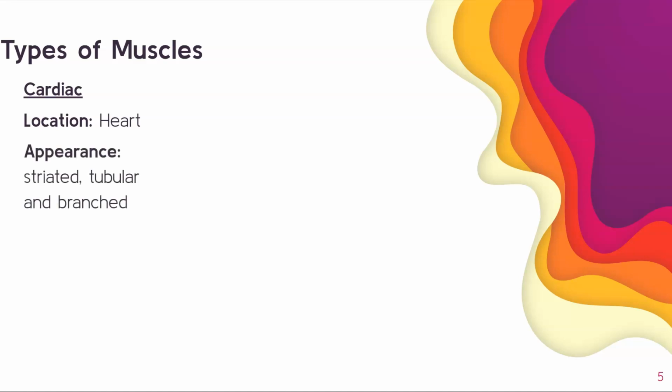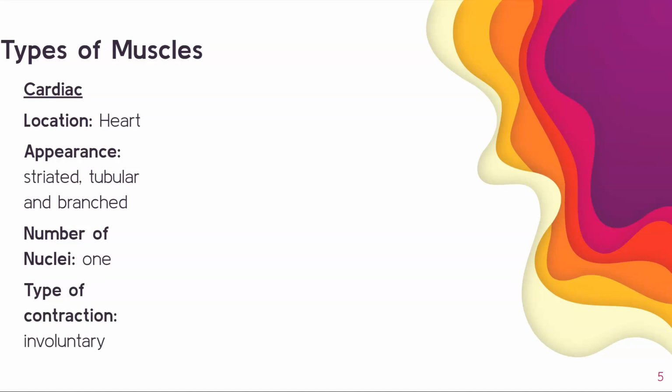So the appearance is that they are striated, tubular, and branched. Now that's not going to make a lot of sense right now, but we will talk about what that looks like here in a second. Let's just write down what those appearances are. And then number of nuclei. So inside each muscle, there's nuclei. So you have to remember that every muscle has got cells in it. Well, each nuclei is found within the piece of one muscle. So a cardiac muscle only has one.